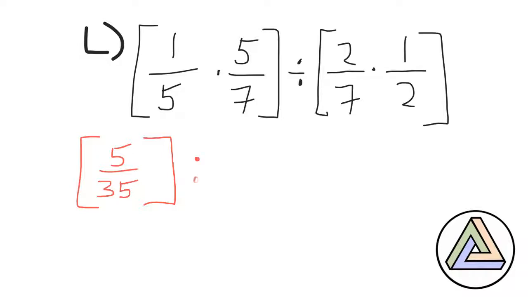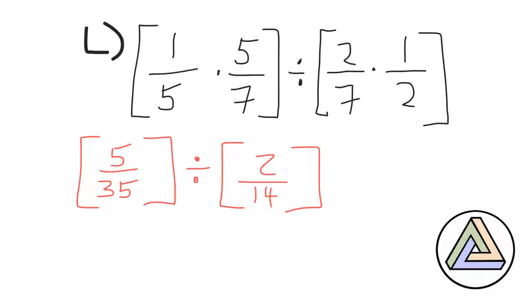And that's going to be divided by, let's see, 2/7 times 1/2. Well, let's investigate that. Still using PEMDAS in the sense that we're dealing with the parentheses first. So 2 times 1 is just 2 all over 7 times 2, which is 14. Okay, now, still kind of simplifying what's inside each parentheses first.